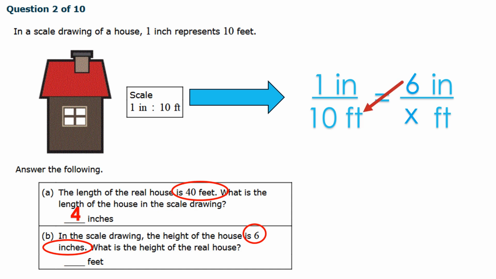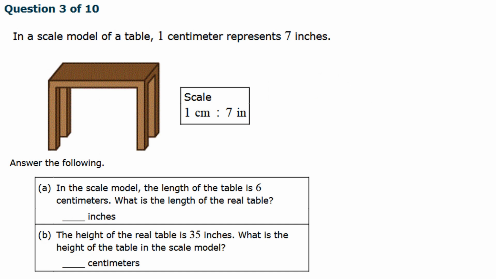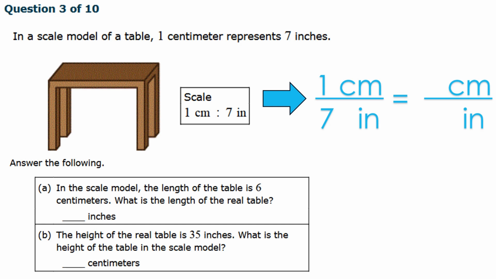So 6 times 10, and then divided by 1 will leave us with 60. Alright, now we have question number 3. In a scale model of a table, 1 centimeter represents 7 inches. So again, we'll take our scale factor and turn it into a fraction, then make it into a proportion by keeping the units the same. We can answer the questions.